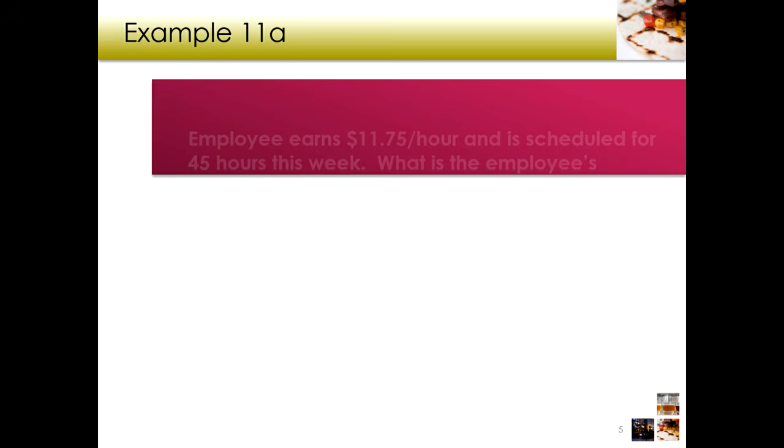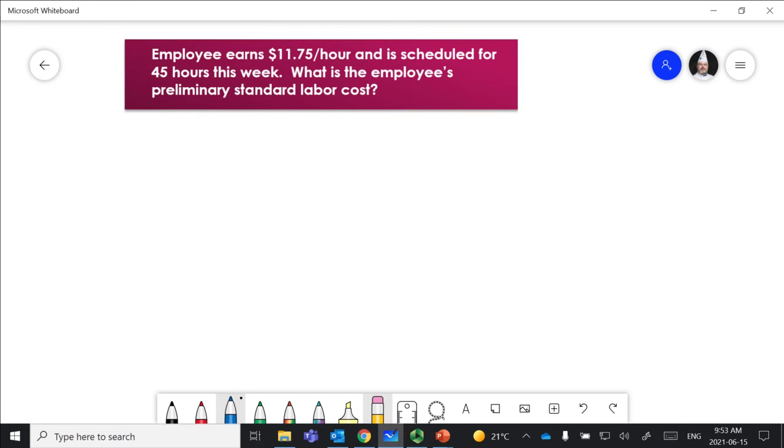So first example, an employee earns $11.75 an hour and is scheduled for 45 hours in the week. What's this employee's preliminary standard labor cost?